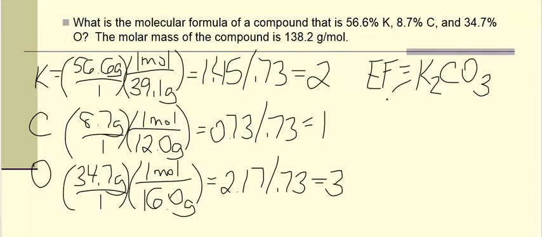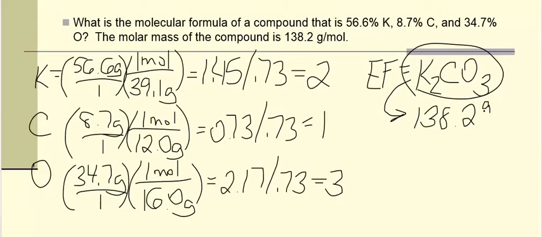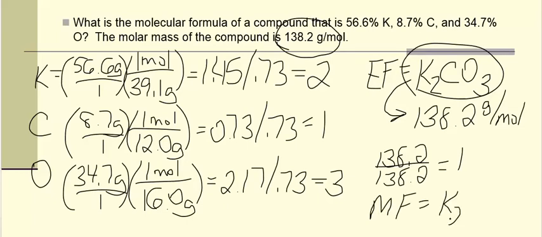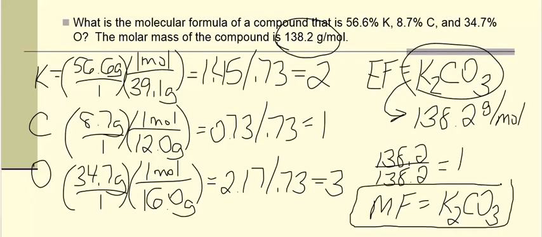Once I find the empirical, I need to find the mass of this formula right here from the periodic table. So I add up 2 potassium plus 1 carbon plus 3 oxygen. When I add those together, I get 138.2 grams per mole from the periodic table. In the problem, I'm told that the molar mass is 138.2 for the compound. So obviously, when I divide what I'm told by what I got from the empirical, I get 1. So that means the molecular formula is the same as the empirical, which can happen, K2CO3.